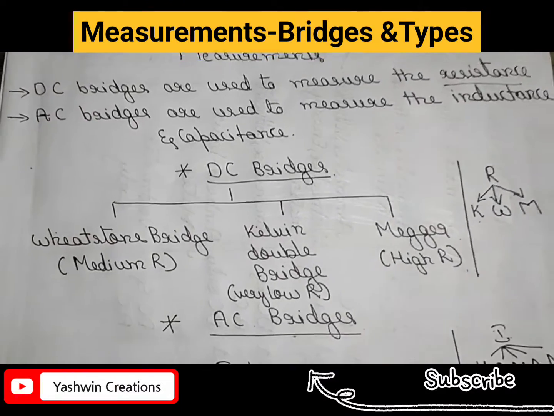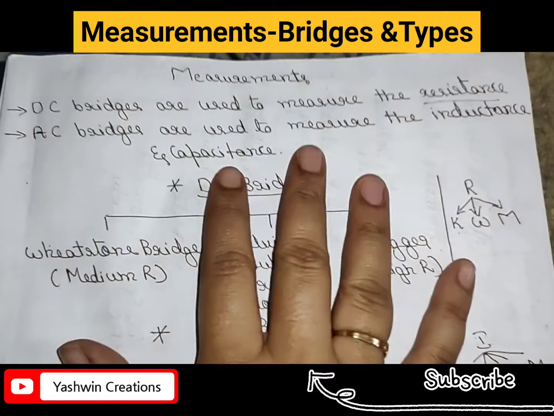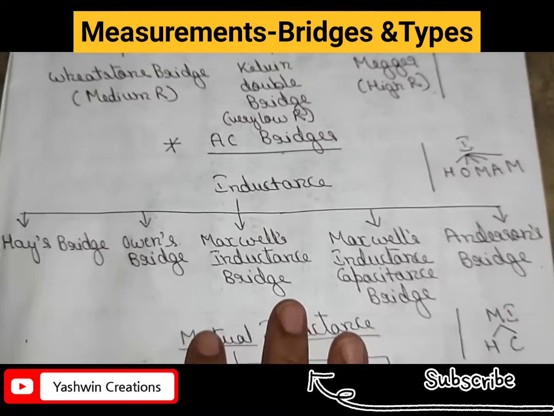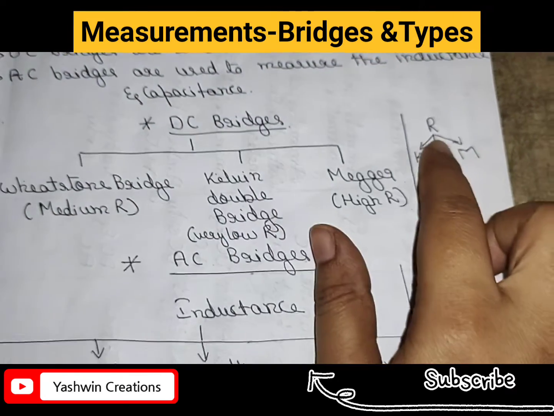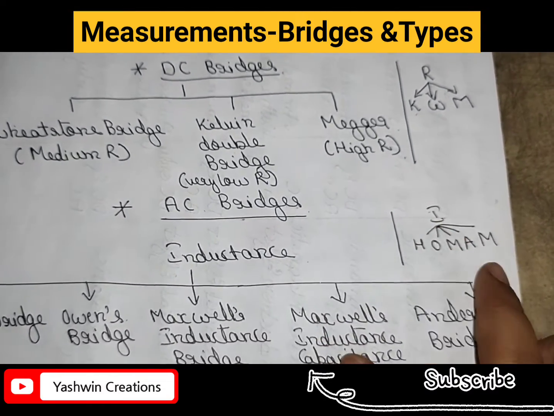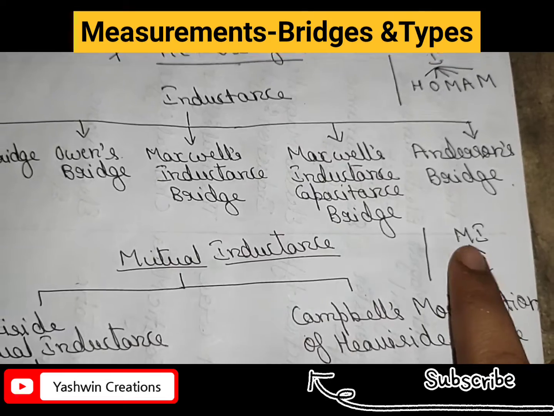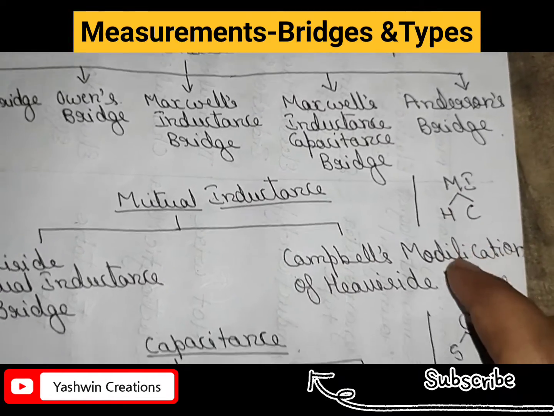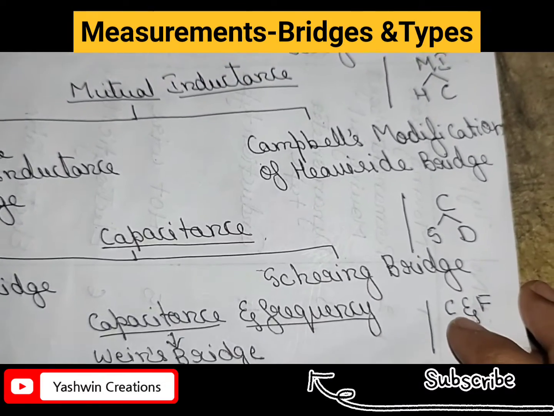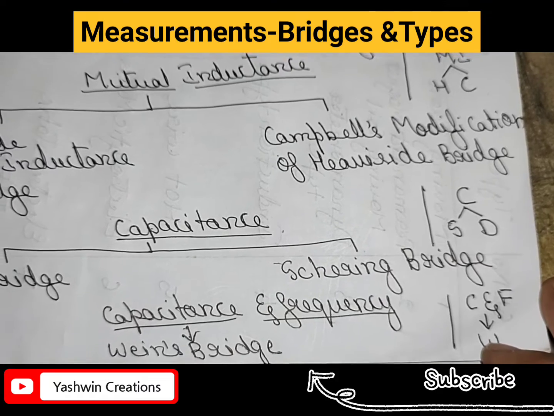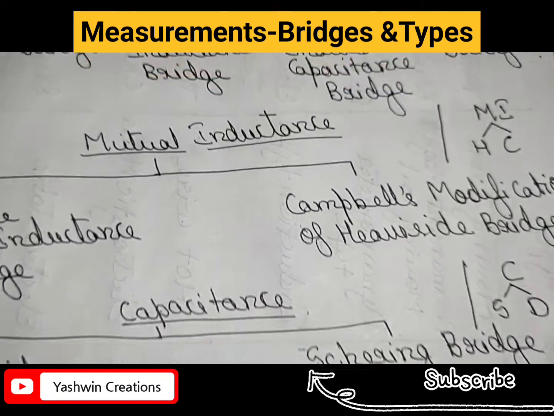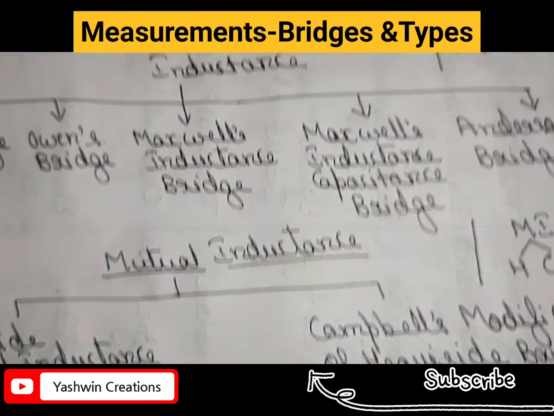Hello everyone. In earlier videos I have already explained how to remember the types of bridges, that is DC bridges and also the AC bridges. There are different types of DC bridges and also the AC bridges, used to measure resistance, inductance, mutual inductance, capacitance, and frequency, such as the Wien bridge.